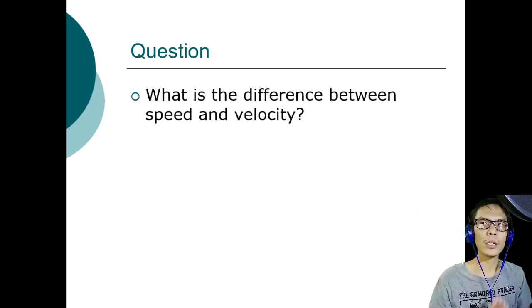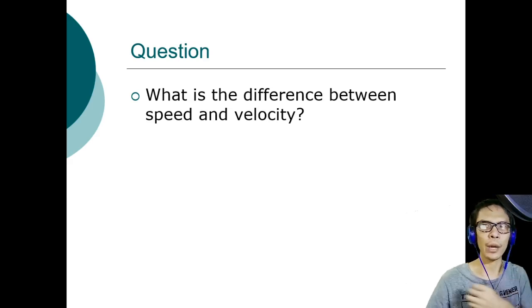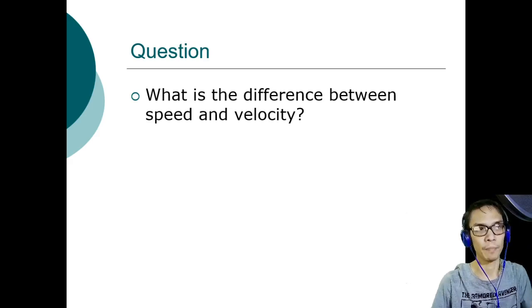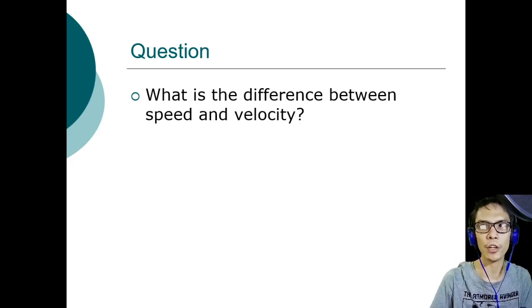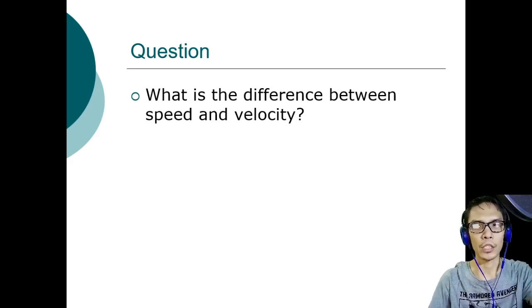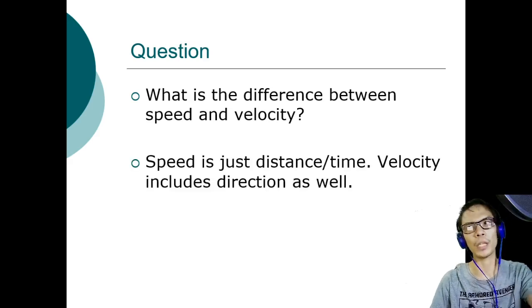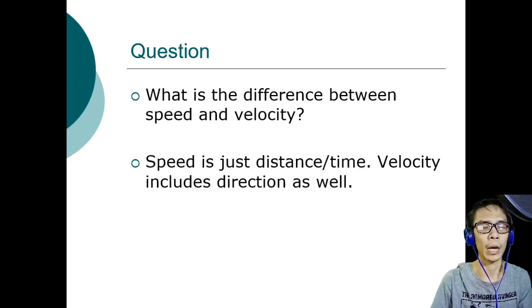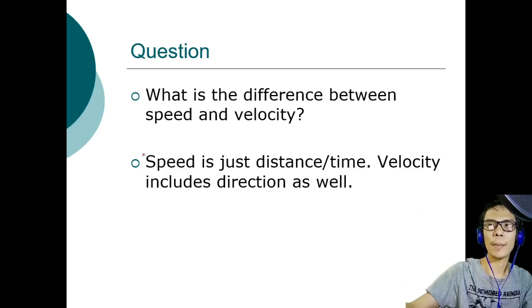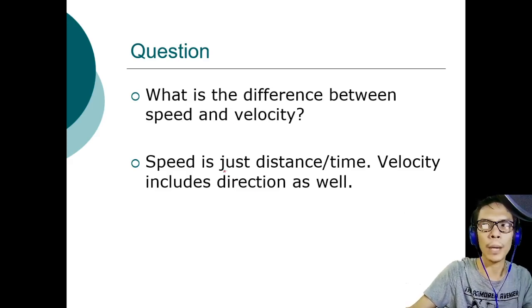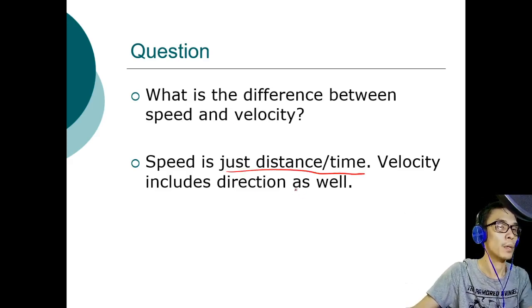So the question here is, what is the difference between speed and velocity? In daily language, speed and velocity are the same. But in physics, speed and velocity are completely different. When we are talking about speed, we are talking about the magnitude. How to compute that magnitude? By distance over time.